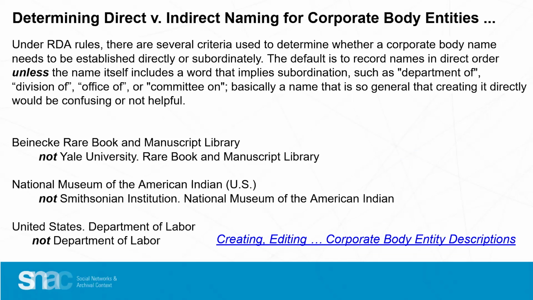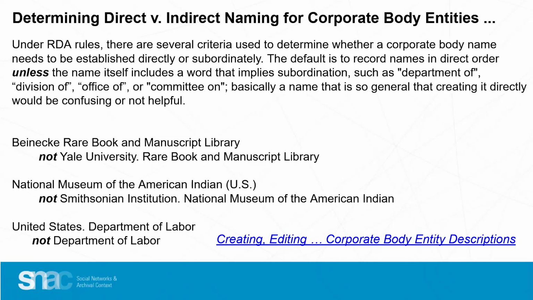When determining preferred and variant name forms for corporate body entities, you want to look for those keywords, office of, department of, etc. If the name is something as general as Department of Public Works, it's too general to stand alone and therefore must be established subordinately to a higher corporate entity. A good example of this can be seen here, which is Department of Labor. Without a higher level of organization identified, in this case, a government jurisdiction, the name Department of Labor is too vague to stand alone in the authority file, and so it must be designated as subordinate under a higher body.